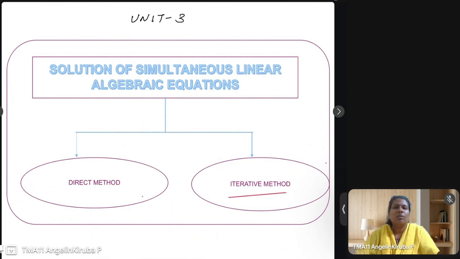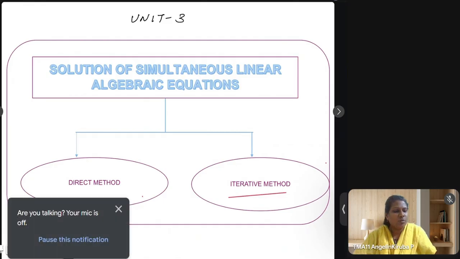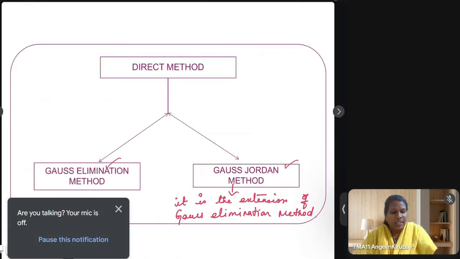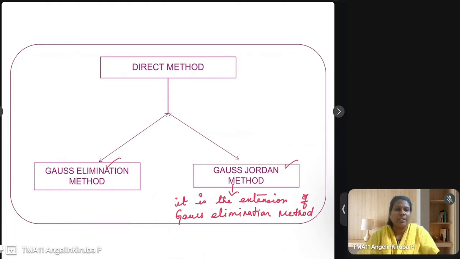Hello students, today we are going to see how to solve linear algebraic equations, that is, simultaneous linear algebraic equations. There are two methods, one is the direct method and another one is the iterative method, which is said to be the indirect method. Under the direct method, we have two types: one is the Gauss elimination method and another one is the Gauss-Jordan method.